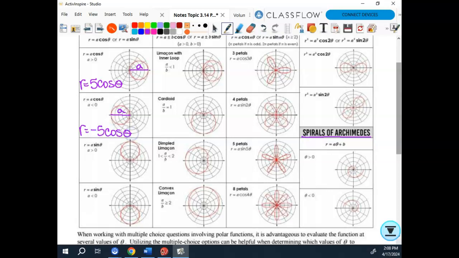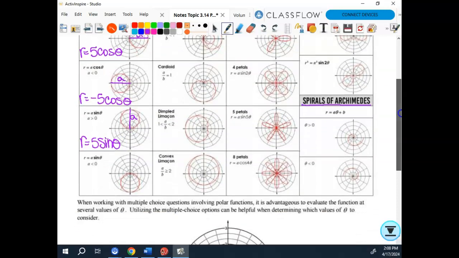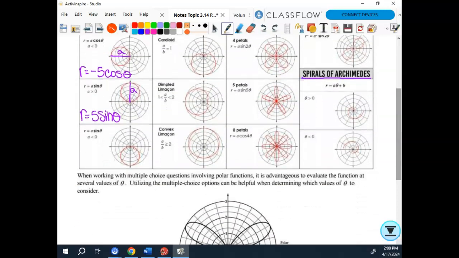We're going to look at how we know if it's cosine or sine if they don't tell us in just a second. This is a, again, which is 5 again. So it's r equals 5 sine of theta. And then here we have a, and r is equal to negative 5 sine theta.